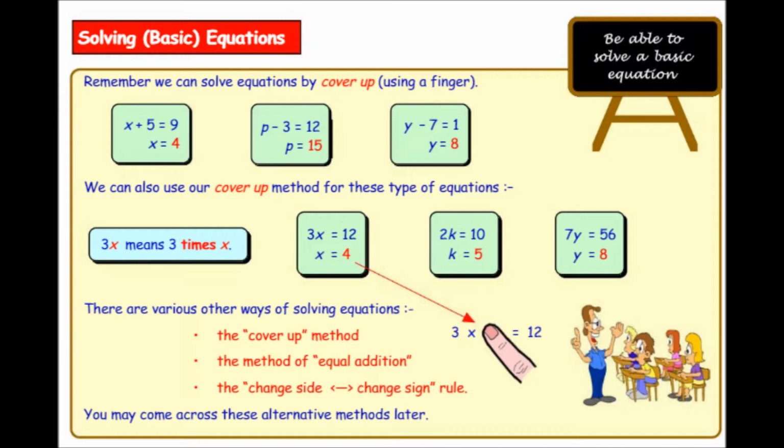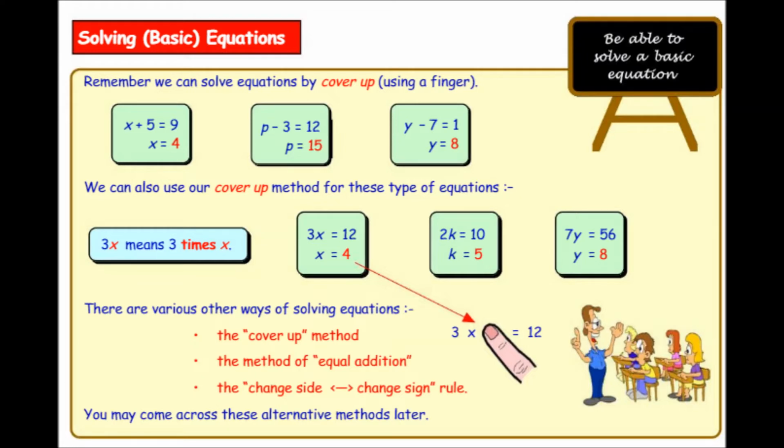Okay? Now, underneath it says there are various other ways of solving equations. The cover-up method, that's the one that we're using here. Then there's what's called equal addition. And then finally, the change side, change sign rule. Now, when we get to that point, things will become a lot easier. That change side, change sign will make life 100 times easier. But you have to understand the background to it. We can't just jump from where we are right now to that. There's a few steps to get there. But once we get there, life will be easier.